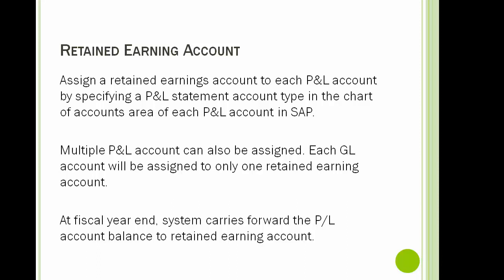So when we create the ledger master, at that point of time we select the options of profit and loss or balance sheet, which we will see in the coming slides, and on the basis of that selection, whether it is a profit and loss or a balance sheet, the system decides whether their values are updated in the balance sheet or income statement. So retained earning is more about assigning a retained earning ledger for profit and loss calculations at the end of the fiscal year.